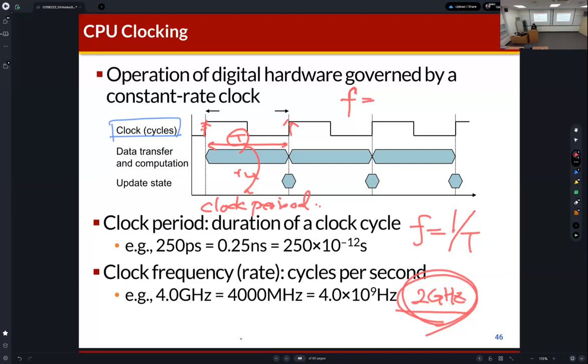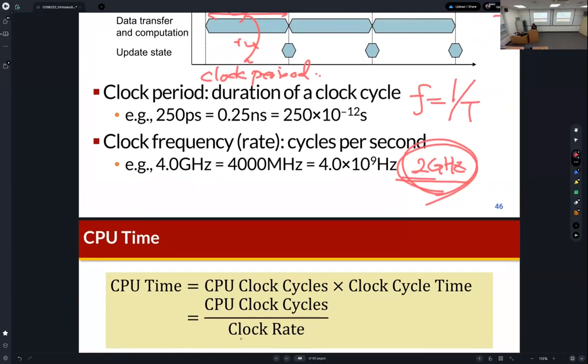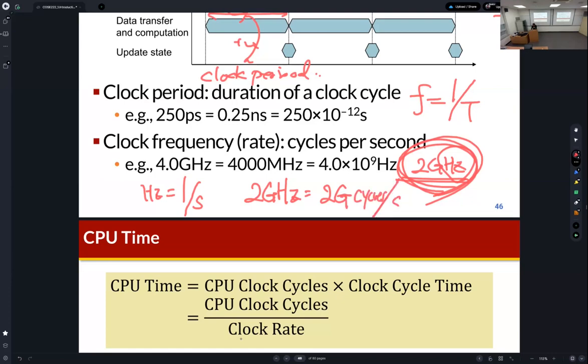Frequency means the number of clock cycles per unit time. So what does 2 gigahertz mean? Hertz is 1 over second. So 2 gigahertz means that there are 2 giga clock cycles per second.